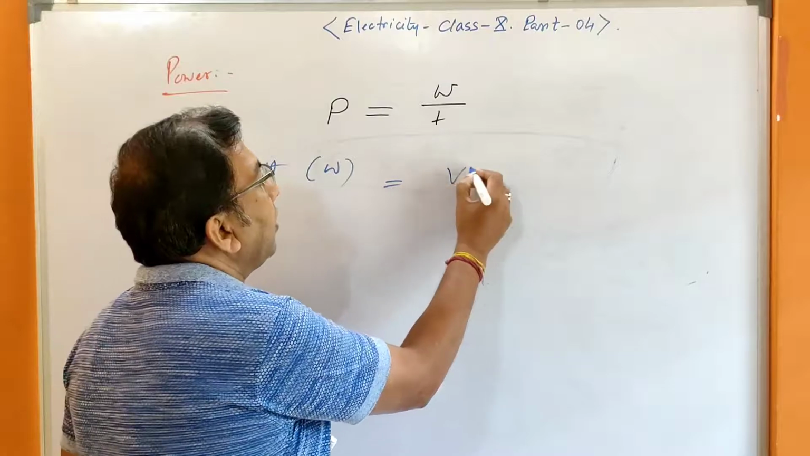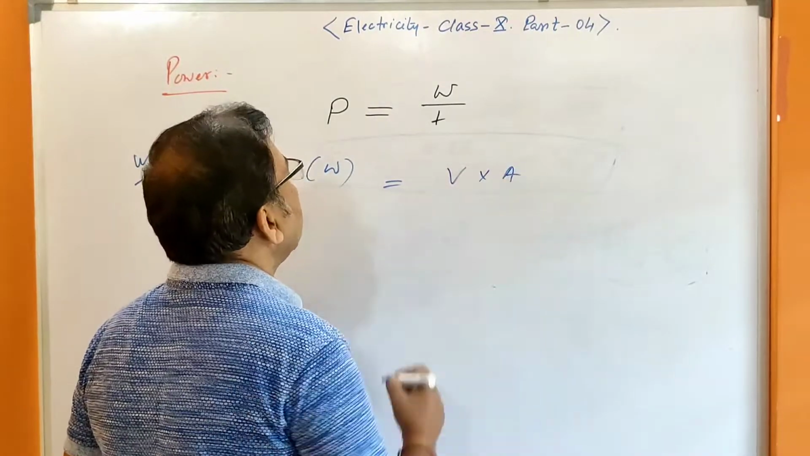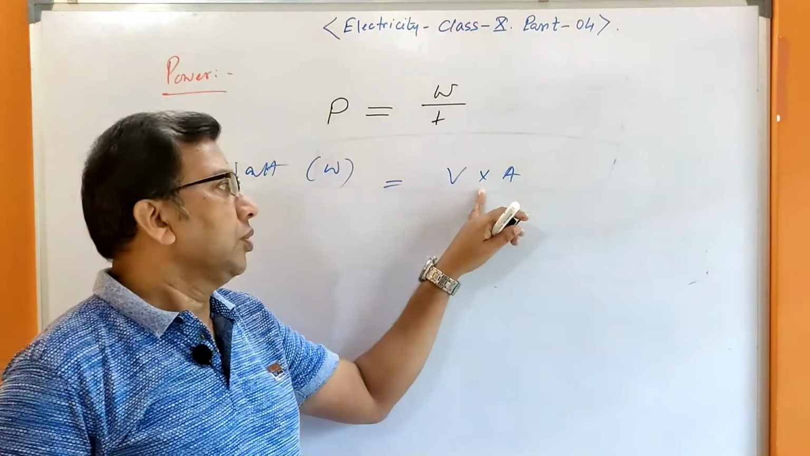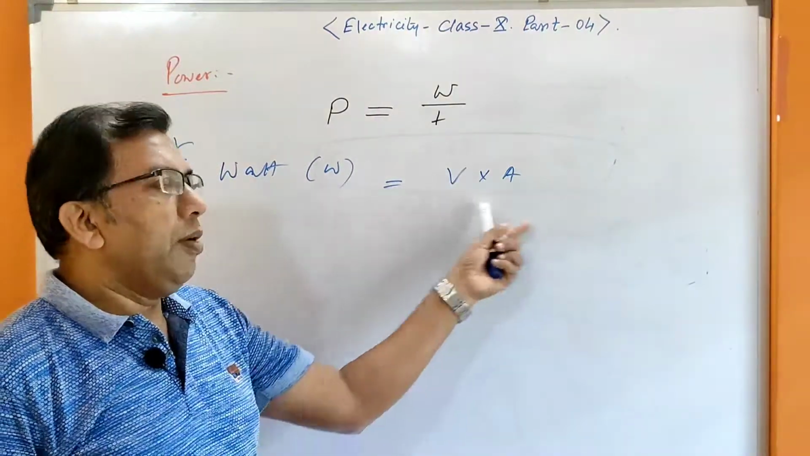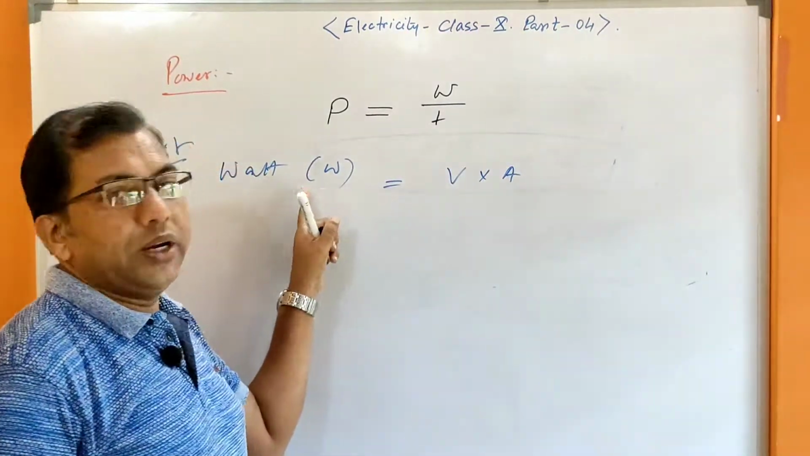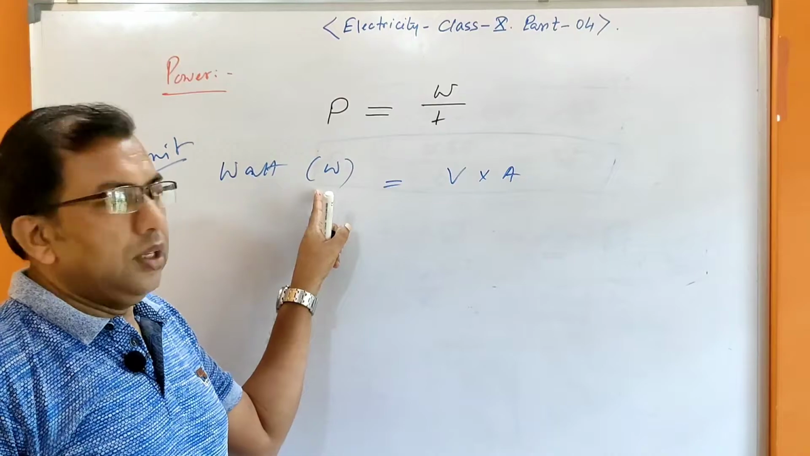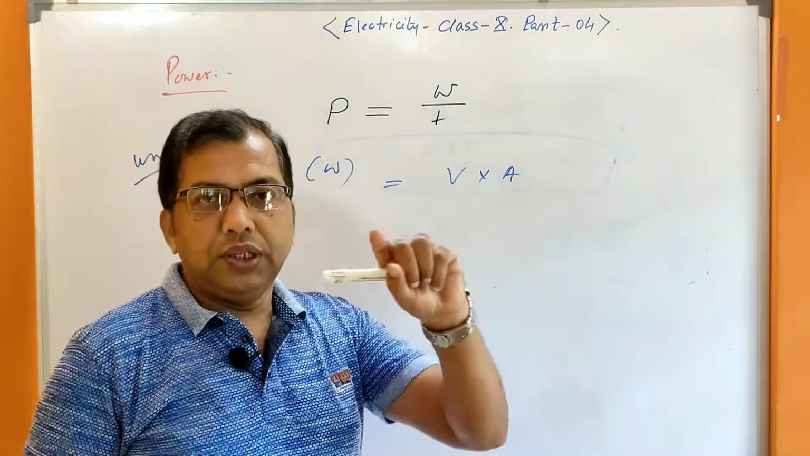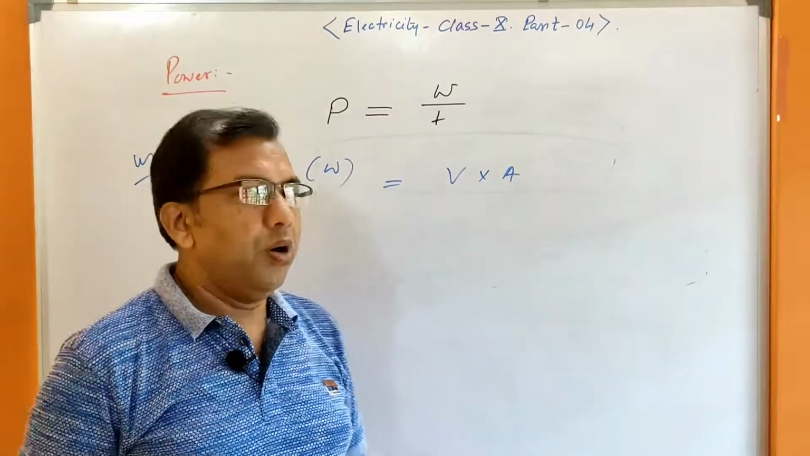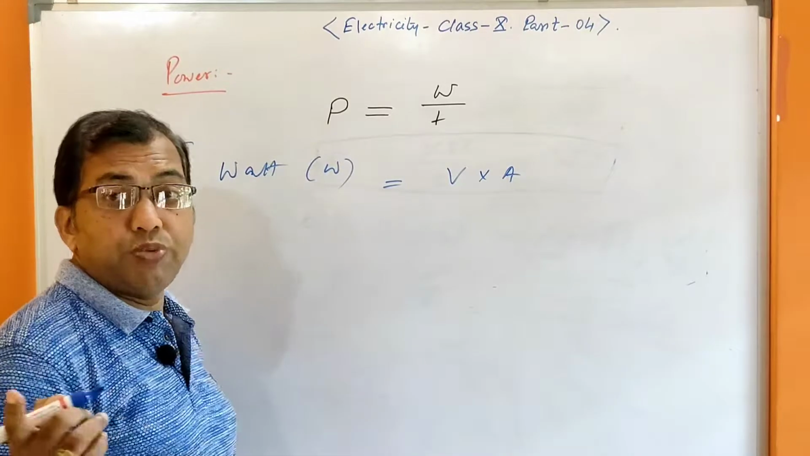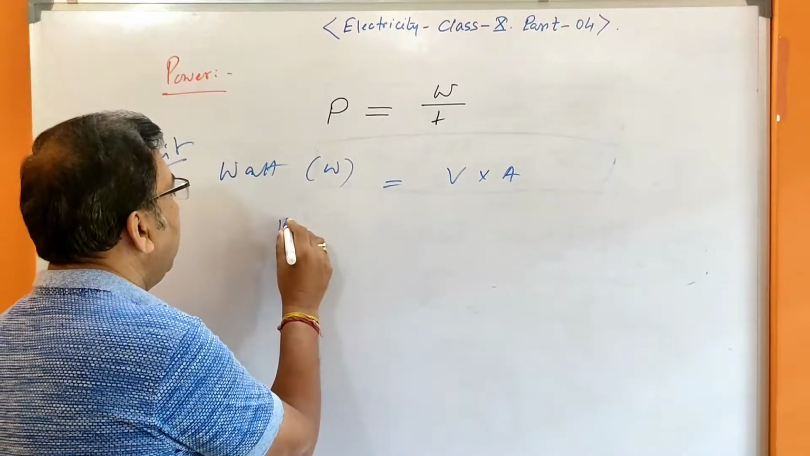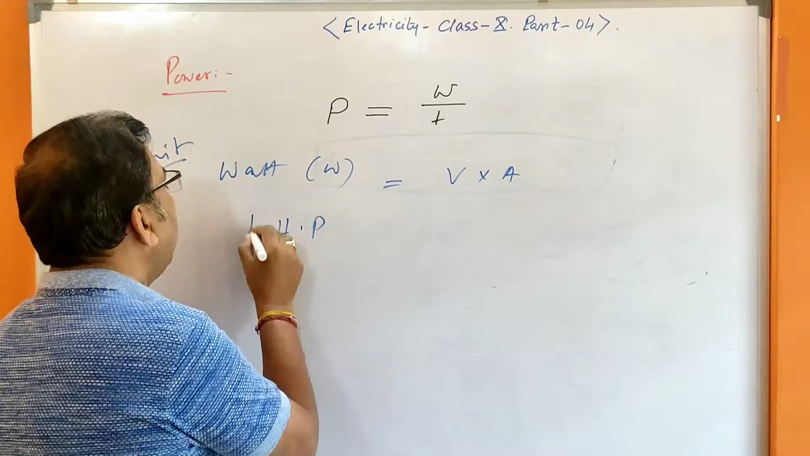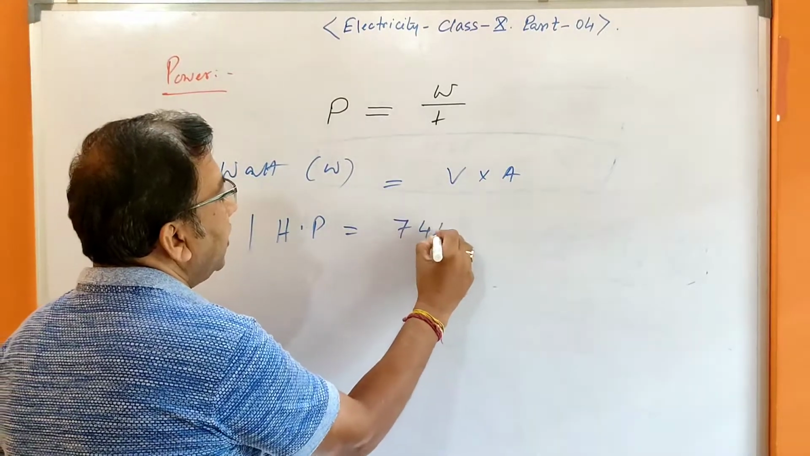1 volt into 1 ampere, the watt equals volt into ampere. When a current of 1 ampere flows at a potential difference of 1 volt for 1 second, that is 1 watt. It also has a practical unit of power, horsepower. 1 horsepower equals 746 watt.